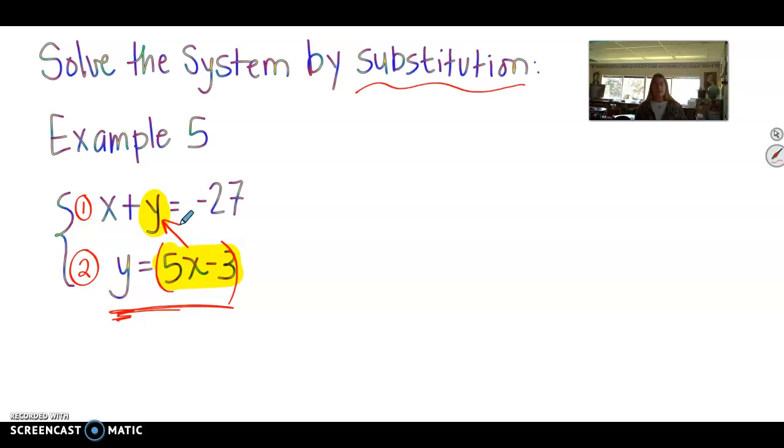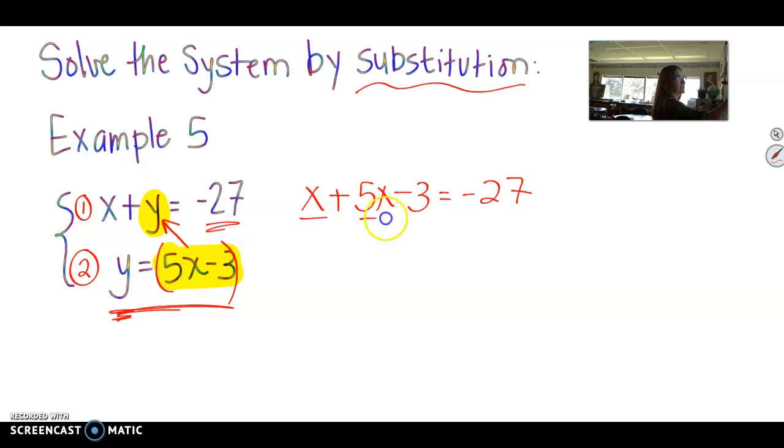And the reason you want to do that is you cannot solve an equation that has two variables and two unknowns. So when we do the substitution, you'll see instead of an x and a y in this equation, I'm replacing the y with 5x minus 3. Now that equation is all in terms of x, and I'll be able to solve for x. Then equals negative 27. Combine your like terms. That's a 1x plus a 5x. Those two combine to become 6x minus 3 equals negative 27. And we're just going to go about the process of solving for x.